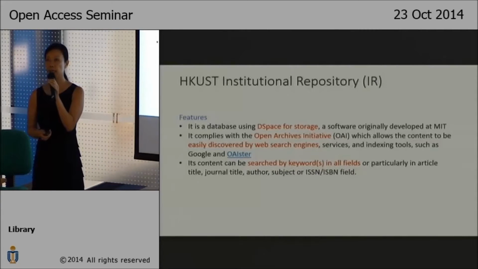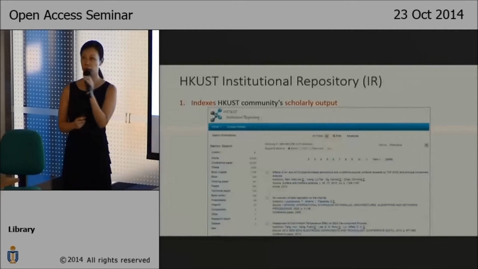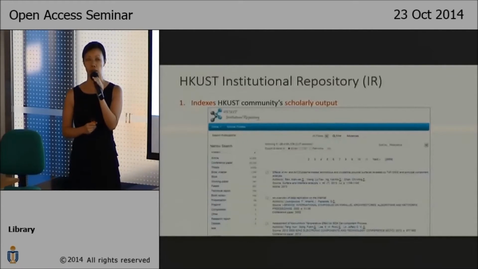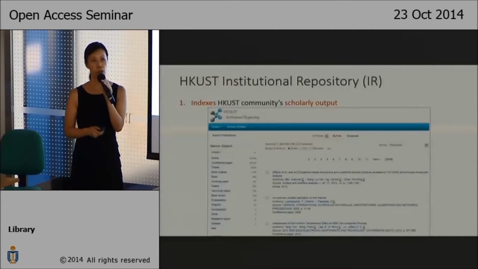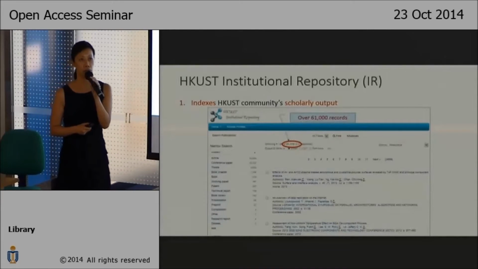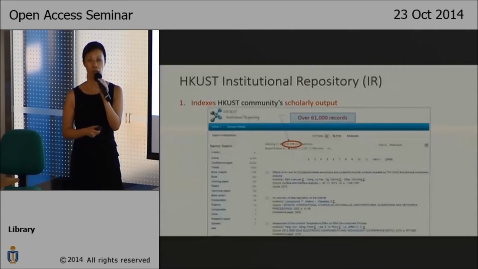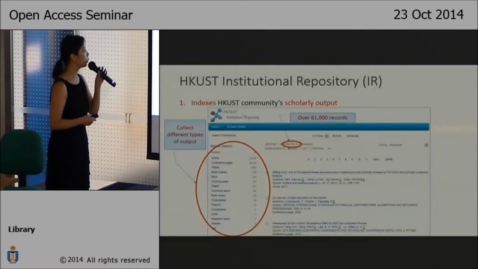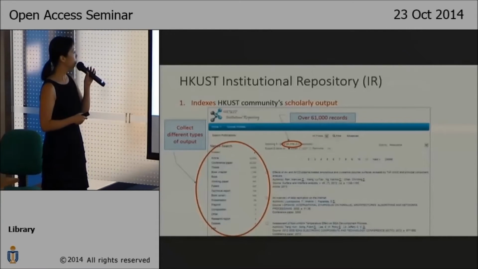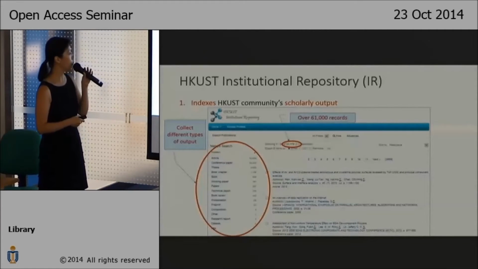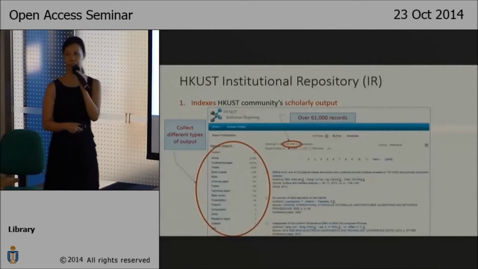And we have three main functions. The first one is we index the HKUST community's scholarly outputs. This is a screen dump of our IR's whole list. We already indexed over 61,000 records, and they have different formats. For example, articles, conference paper, thesis, book chapters, book, working paper, patent, technical report, book review, presentation, preprint, composition, research report, and data set. So quite a lot.